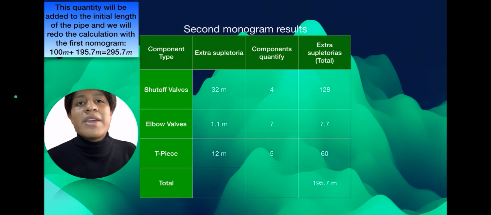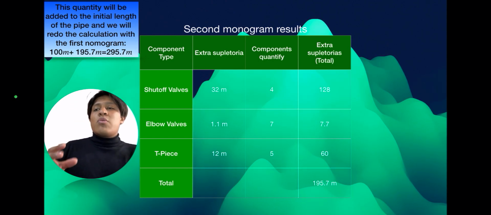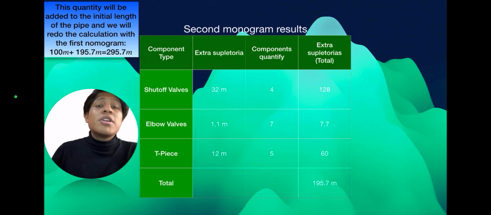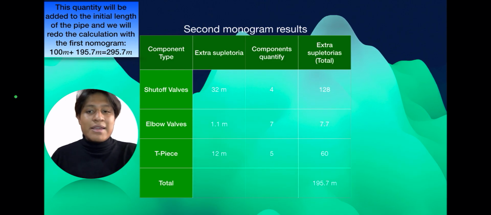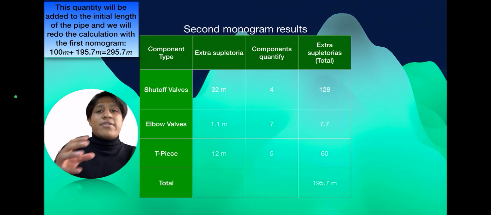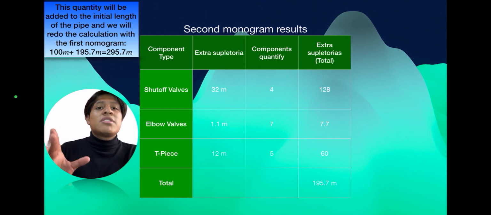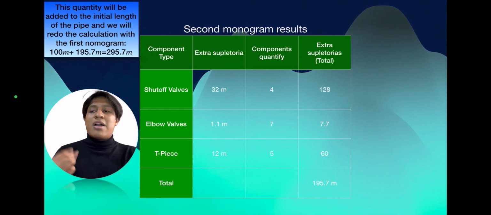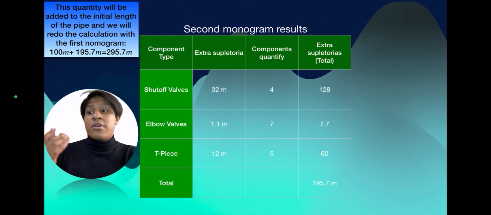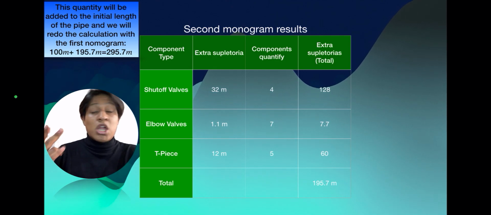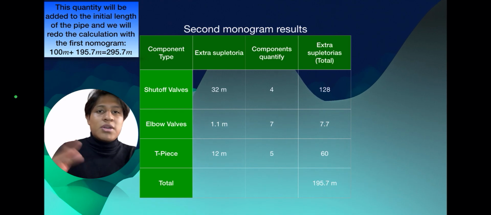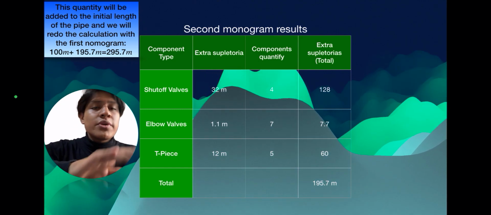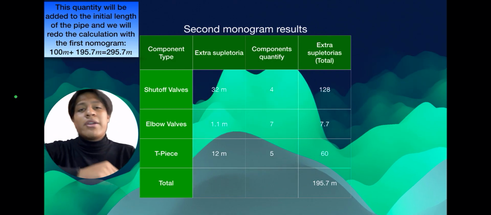We have this quantity that will be added to the initial length. Why do we add this quantity to the initial length? As I said, the components have a measure. If we don't add this measure, we probably get a failure in our pressure. We have bad air, bad pressure, a lot of loss of pressure, pressure drop, and those consequences. So there's a graphic, a table, with all the information that we got from the second nomogram.